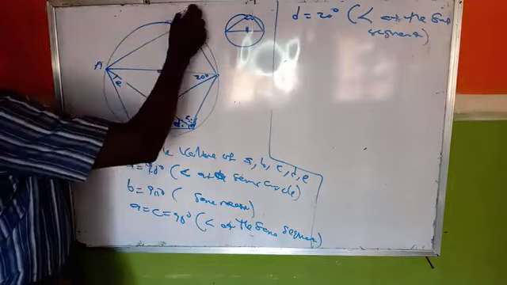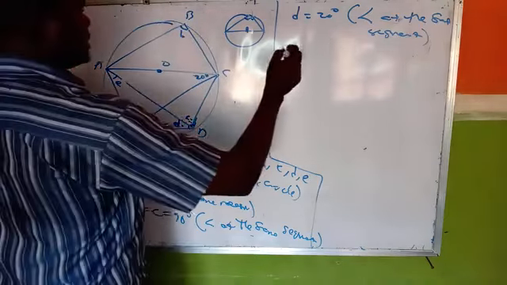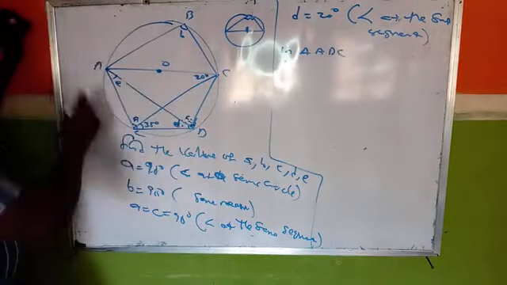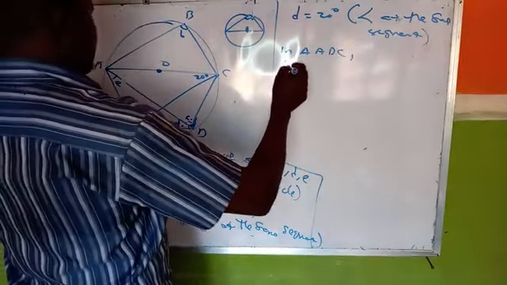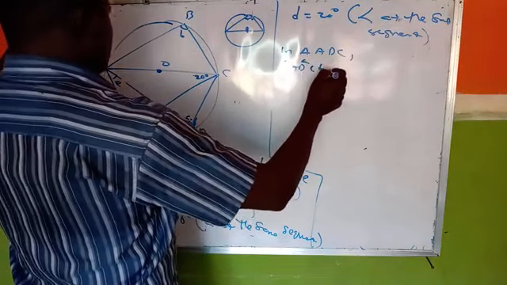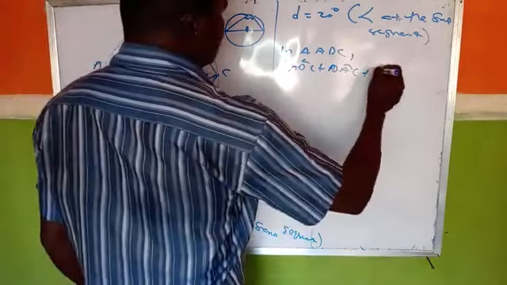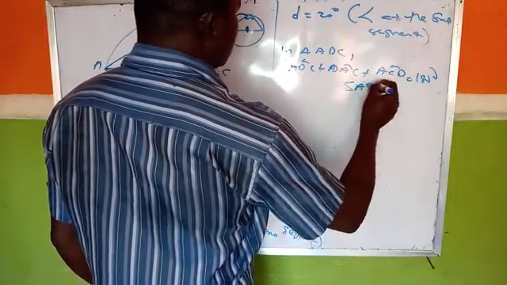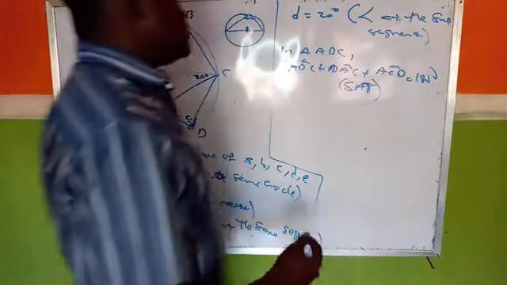Let's label it A, B, C, D. Then you have center O. So you can say that in triangle ADC, you can have angle ADC plus angle DAC plus angle ACD equal to 180 degrees. That's sum of angles in a triangle. So the short form, you can write it for sum of angles in a triangle.